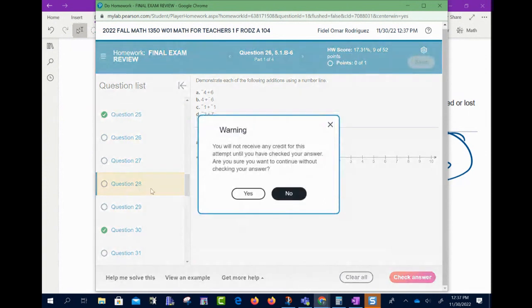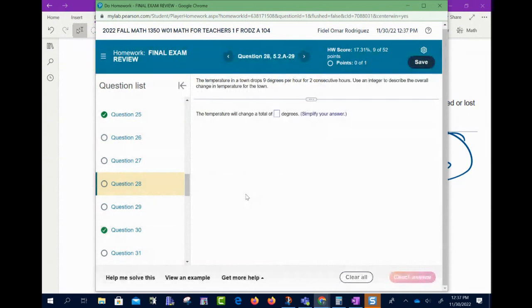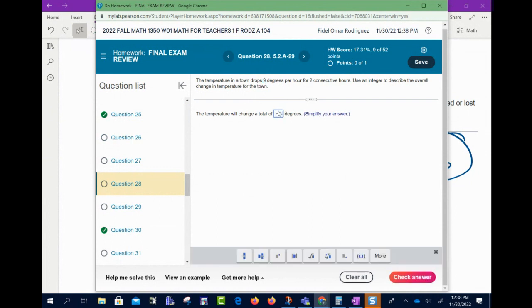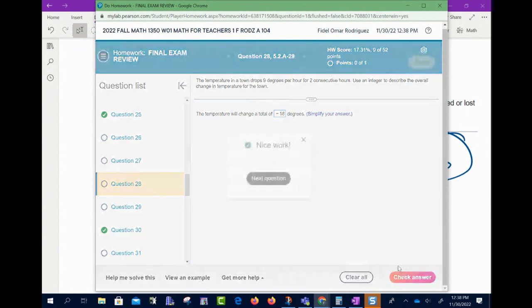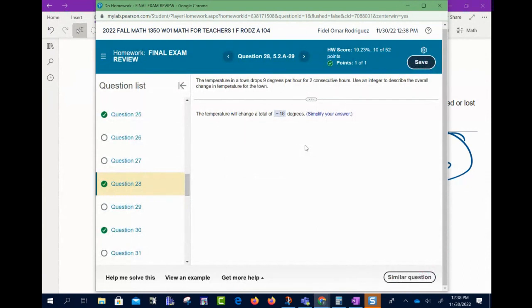28. Let's take a look at 28. And let's see. Okay, the temperature in a town drops 9 degrees per hour for 2 consecutive hours. Use an integer to describe the overall change in the temperature. Okay, so look, if it's dropping 9, wouldn't I think about that as a negative 9? And that happens for 2 hours. Negative 9 times 2, that should just be a negative 18, right? Because it's going down 9 degrees every hour, and if it does it for 2 hours, it went down a total of 18. And because it went down, it's a negative 18.